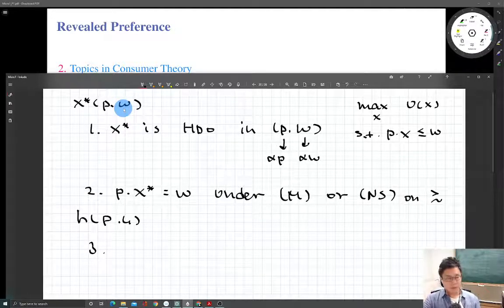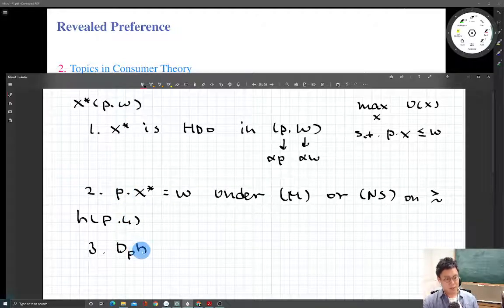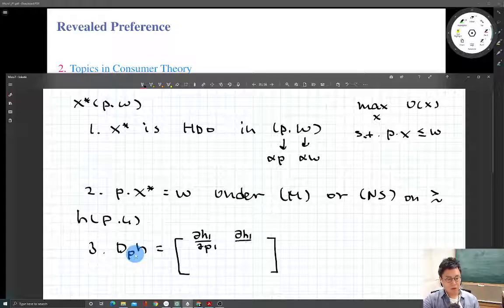So the Slutsky matrix was defined as the derivative matrix of this Hicksian demand with respect to price. Once again, the Slutsky matrix is the derivative matrix of this Hicksian demand with respect to price. In the case of two commodities, it's going to be a 2 by 2 matrix. In the first row, we put the Hicksian demand for good one, and then take the derivative with respect to P1 and P2.